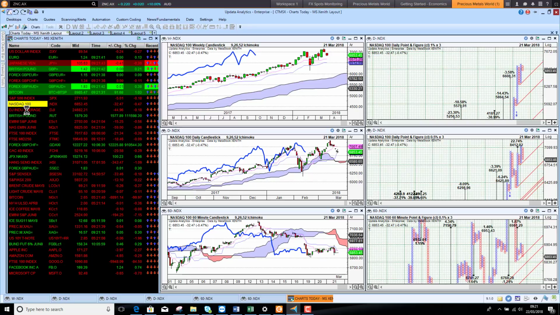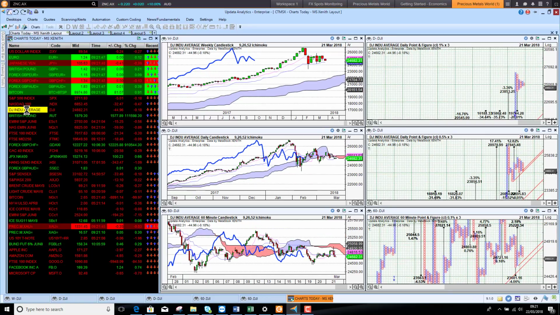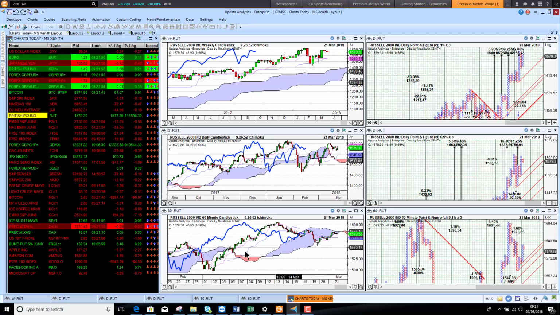And taking a look at the Dow, we see that short term is bearish as well. And the Russell 2000, the broader base 2000 US companies, is holding on to its bullishness. So the sell-off is not yet across the board.